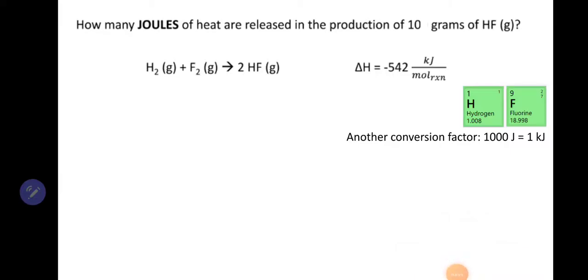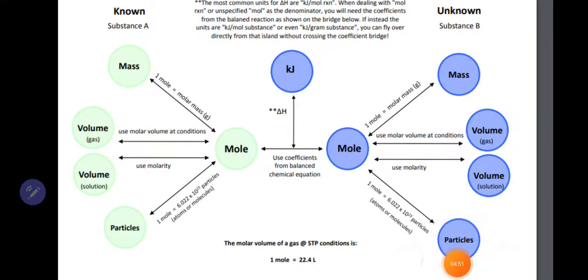Alrighty, so let's try this one. It's a little bit harder, similar but with an extra step, because they give us grams, but they want joules. Well, my enthalpy is in kilojoules, so I don't have to do an extra step to turn the kilojoules into regular joules. So they gave us mass, so that's what we're starting with. That's what box number 1 is going to be.